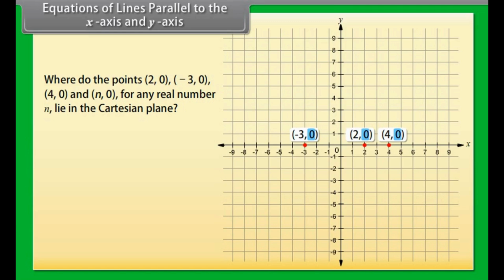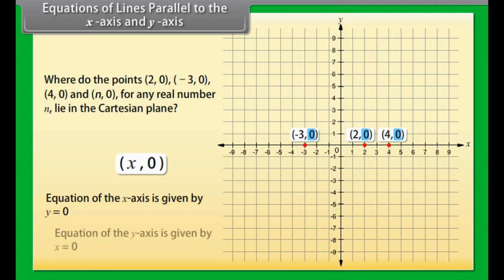In fact, every point on the x-axis is of the form (x, 0). So the equation of the x-axis is given by y is equal to 0. Similarly, the equation of the y-axis is given by x is equal to 0.